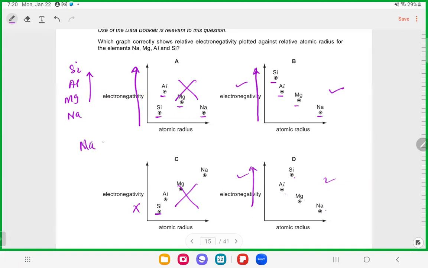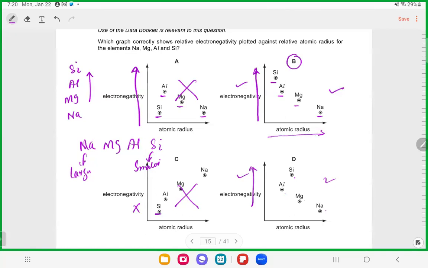यानी if you have sodium, magnesium, aluminium, silicon, ठीक है. So आपके पास सबसे smallest कौन सा होना चाहिए? सिलिकॉन. और सबसे लार्जेस्ट कौन सा होना चाहिए? सोडियम. सो आपके पास सिलिकॉन पहले होना चाहिए, फिर एल्युमिनियम होना चाहिए, फिर मैग्नीशियम होना चाहिए, और फिर सोडियम होना चाहिए. तो कैन आई से दैट बी इज द राइट ऑप्शन?